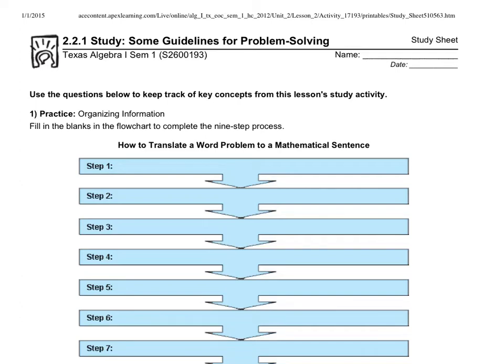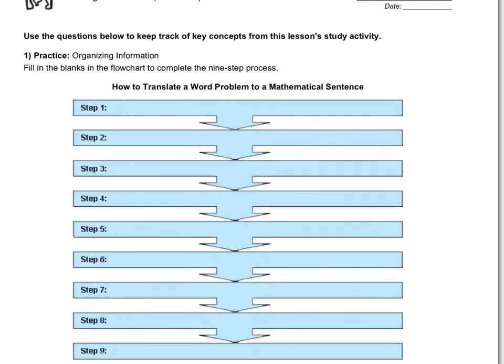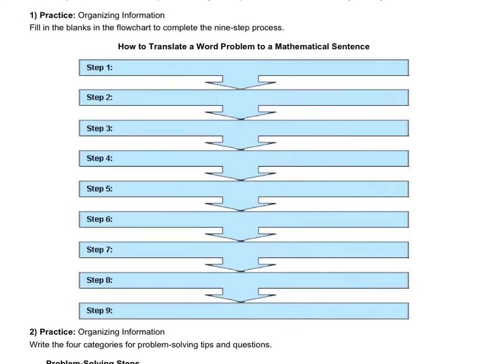So we're learning how to solve problems and how to translate word problems into a mathematical sentence. Or in other words, how to translate word problems into an equation or an inequality. So there's multiple steps that we're going to be utilizing here. And there are, in fact, 9 steps that we're actually going to be taking to do this.